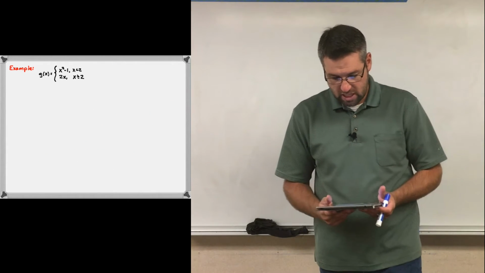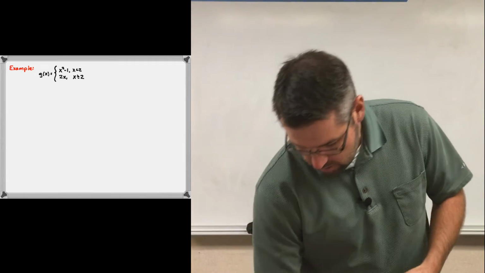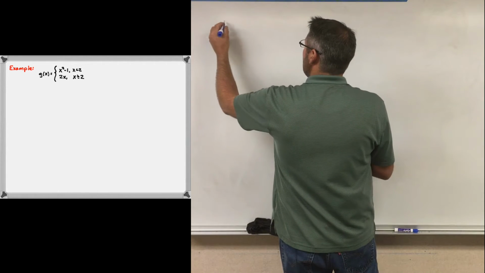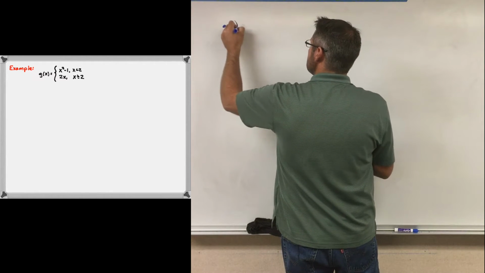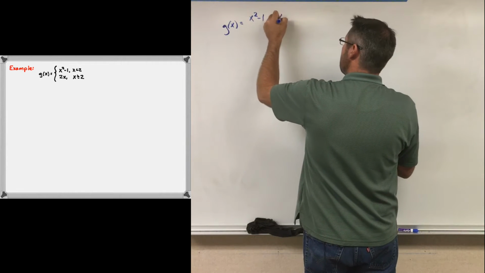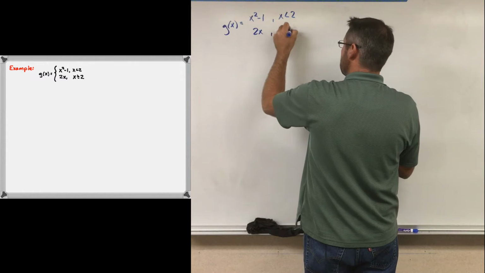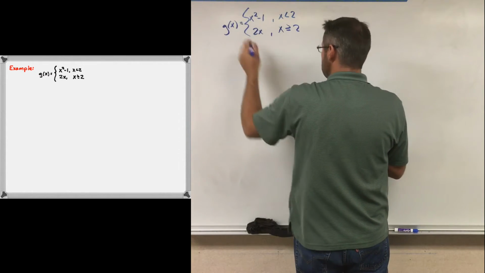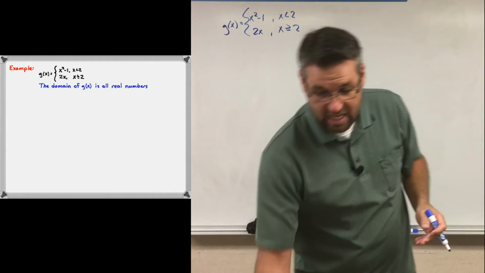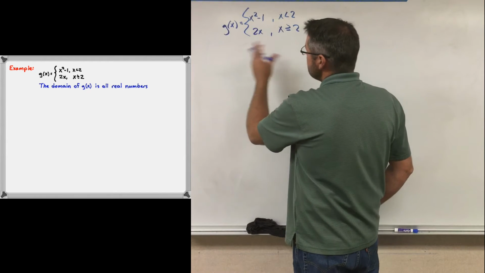Okay, let's go ahead and take a look at an example of this kind of thing. Here we've got a piecewise function where g of x equals x squared minus 1 for x less than 2, and 2x for x greater than or equal to 2. So there's our g of x function. And the question is, is this a continuous function? Well, in this case, we would say, what's the domain?